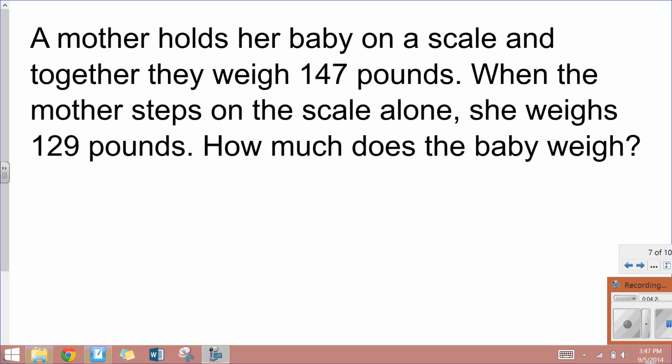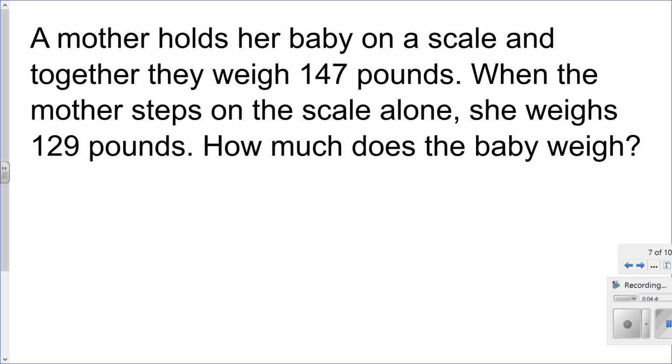So here's a word problem. It says a mother holds her baby on a scale, and together they weigh 147 pounds. When the mother steps on the scale alone, she weighs 129 pounds. How much does the baby weigh? So to start this off, the question is asking us how much does the baby weigh? That's what we're trying to find out. So that's what our variable is going to be, and I'm going to represent that with the variable y.